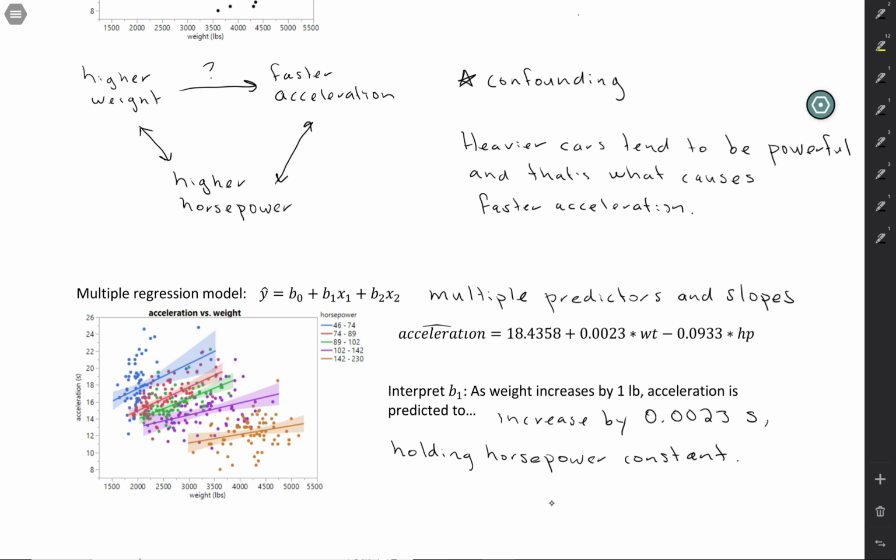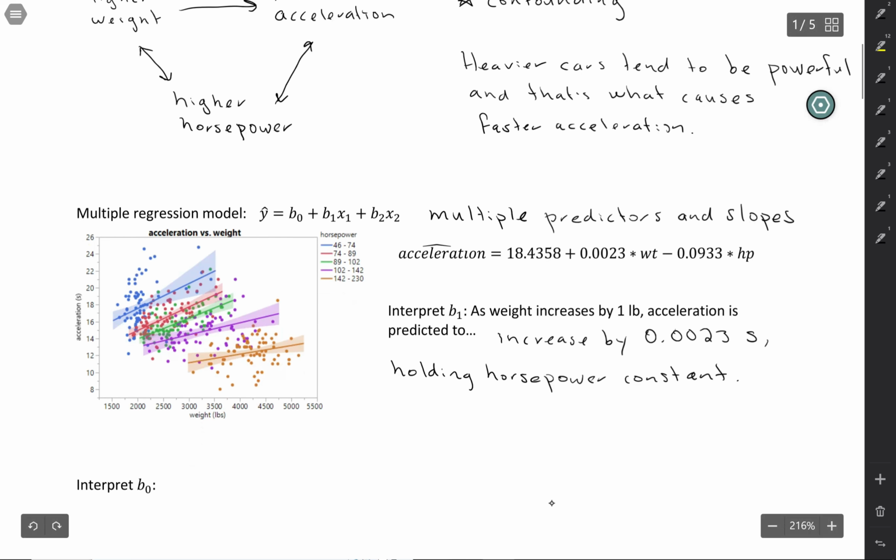And then each line is showing within each group, within each horsepower level, what the relationship between weight and acceleration looks like. So even though you have this negative relationship overall, if you break it up into different horsepower levels, you'll see that within each one, there's actually a positive trend between weight and acceleration. So we can describe that by saying that there is a positive relationship between weight and acceleration. So that means the heavier cars take longer to accelerate.